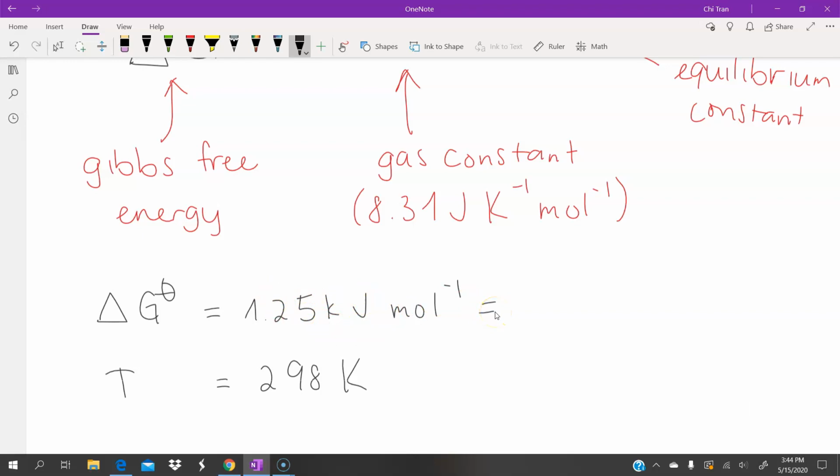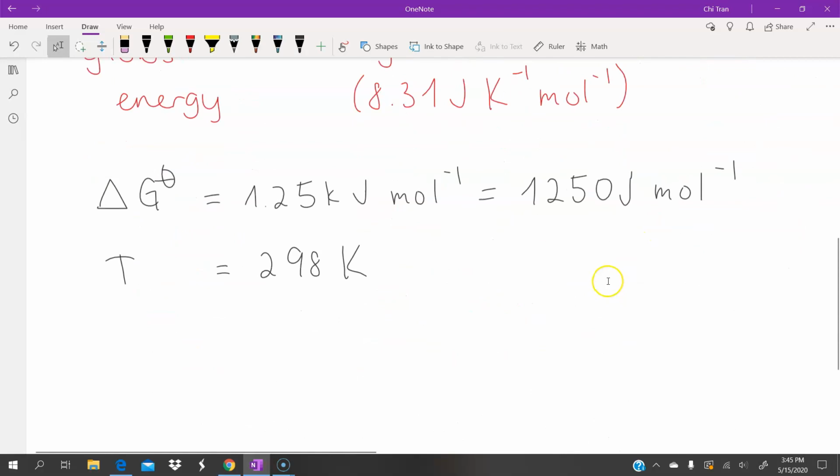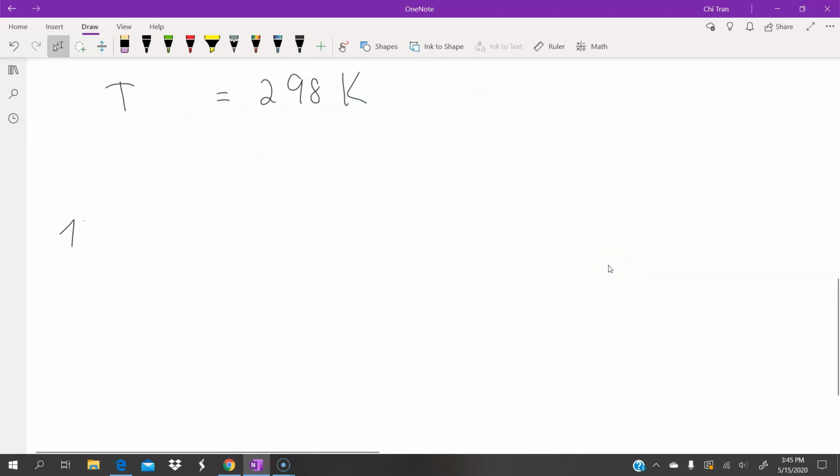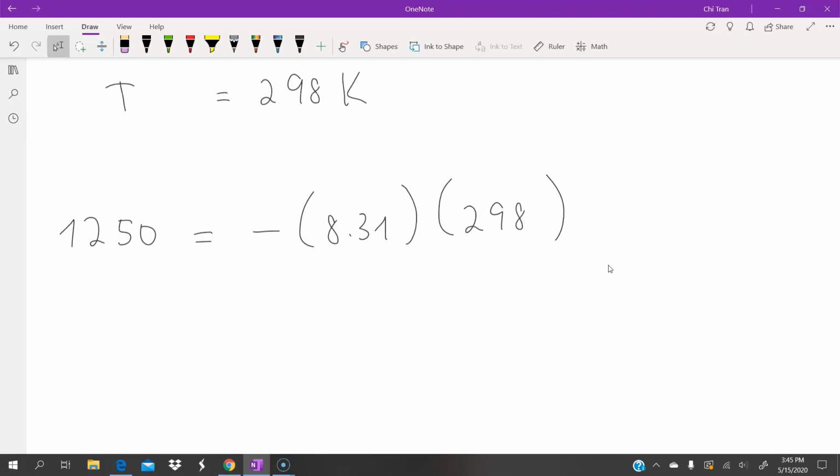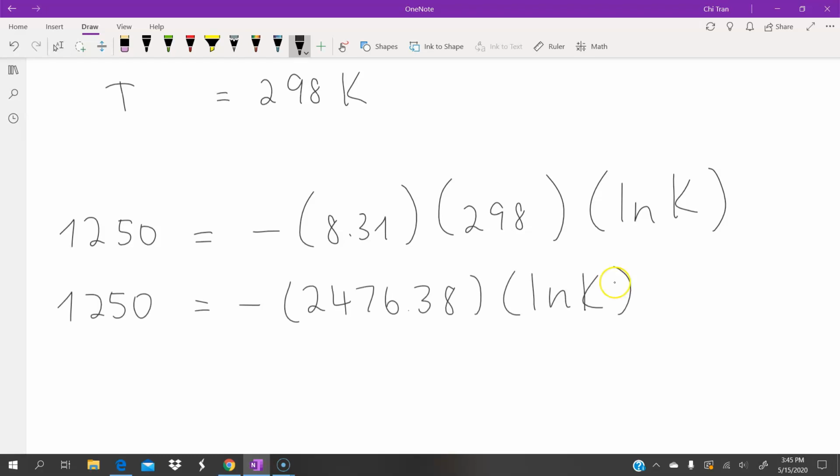So times that by 1000, and we have 1250 joules per mole. And now we can plug in all of our values into our equation. So we would have 1250 equals negative 8.31 times 298 times ln K. And I'm going to simplify this equation, and I would get something like this.